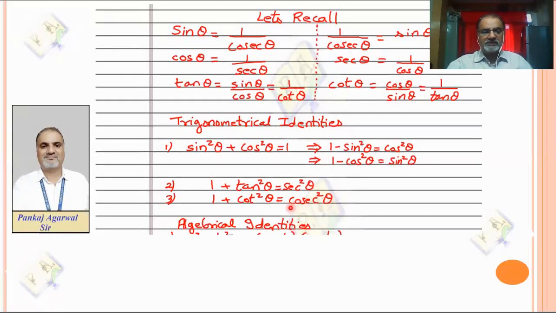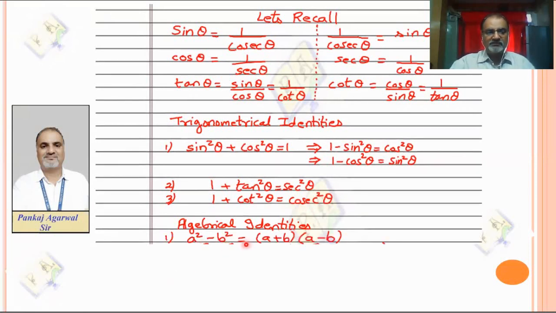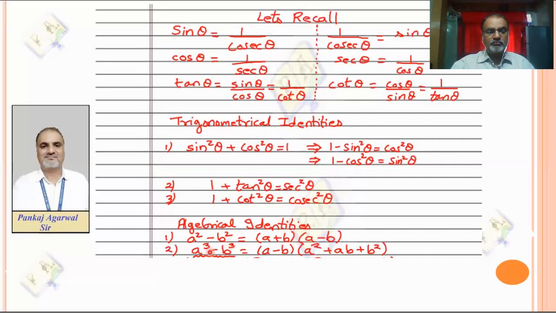Let's talk about the algebraic identities which we used in the last class. That was a square minus b square is equal to a plus b into a minus b. So we did the factorization of a square minus b square. In today's class, we will do one problem based on a cube minus b cube factorization. What is a cube minus b cube factorization? It is a minus b into a square plus ab plus b square.